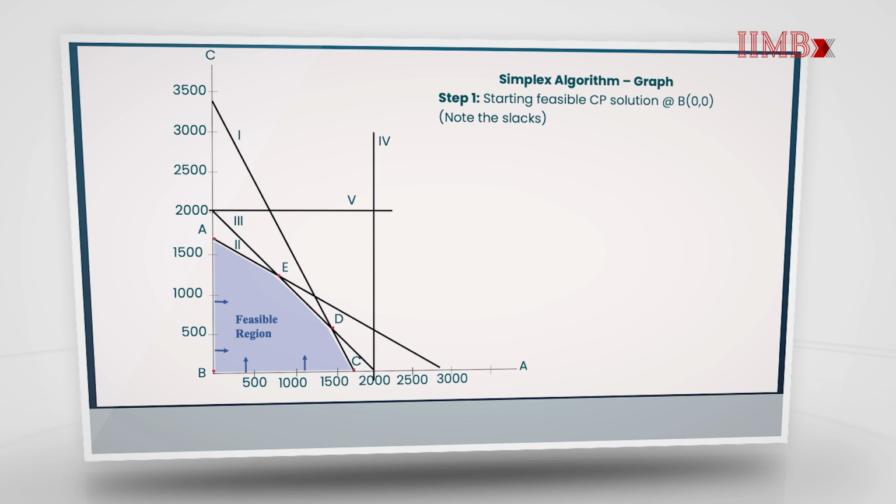At B, we are not making any all-pro footballs or college footballs. The coordinates of B are 0, 0. And of course, therefore, B gives us a profit of 0. And since we are not making any footballs, we are not using any resources. And therefore, all the 3 constraints will have slack in them. We have capacity that is spare in all 3 of them.